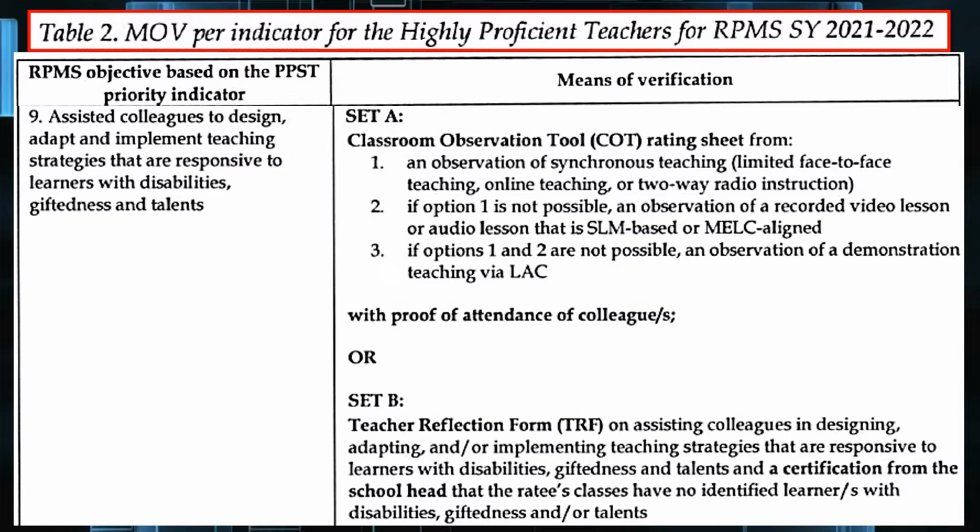For set A, so yung COT rating sheet, yun pa rin, but with proof of attendance of colleagues. Or set B, mag-a-answer si teacher ngayon ng teacher reflection form on assisting colleagues in designing, adopting, or implementing teaching strategies that are responsive to learners with disabilities, plus a certification from the school head that the rated classes have no identified learners with disabilities, giftedness, or talent. So the master teacher will choose now from set A and set B kung ano ang kanyang MOV na i-attach under objective number 9.